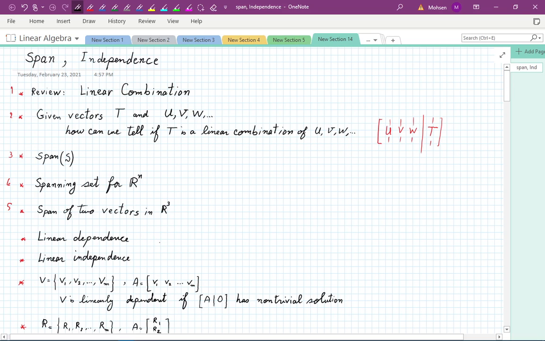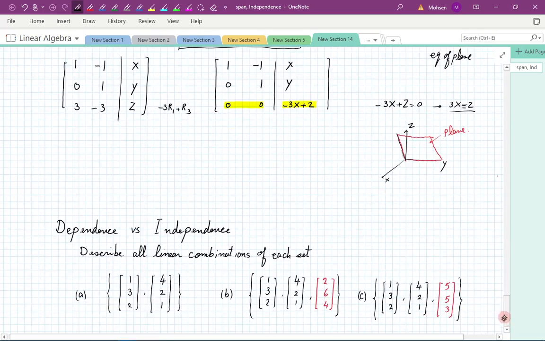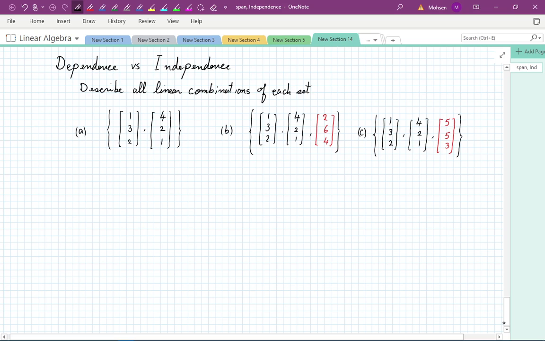So we have come to the issue of linear dependence versus linear independence and some of the ideas that are connected to that. So let's go ahead and start with an example. Dependence versus independence. What is that about? Let's take an example and then we're going to come down to the definition.